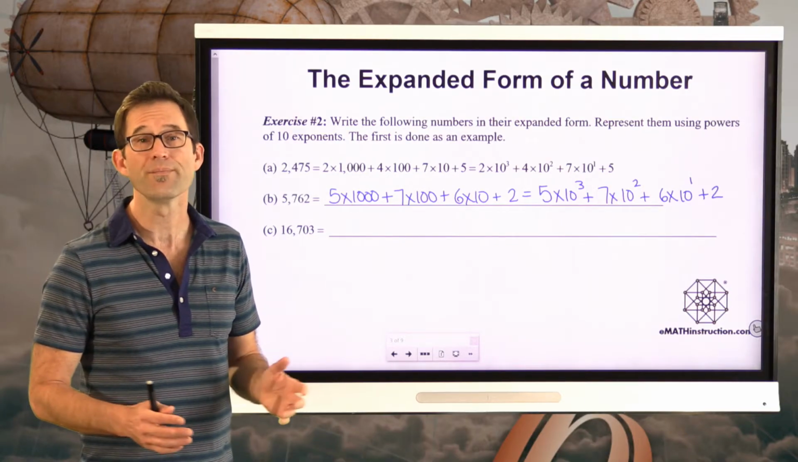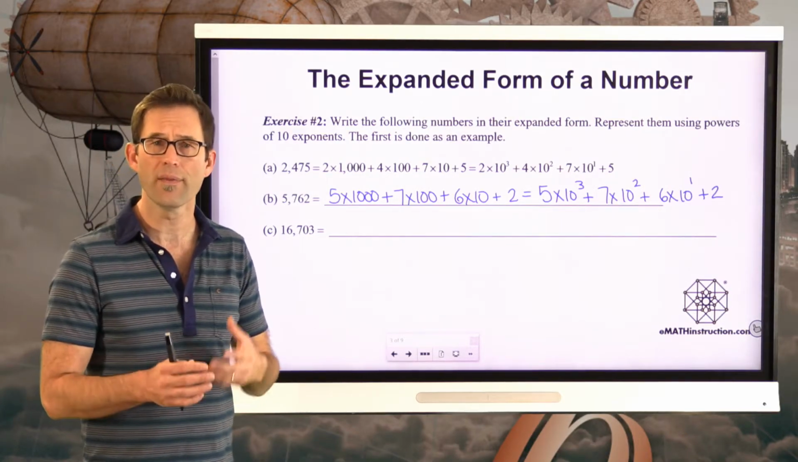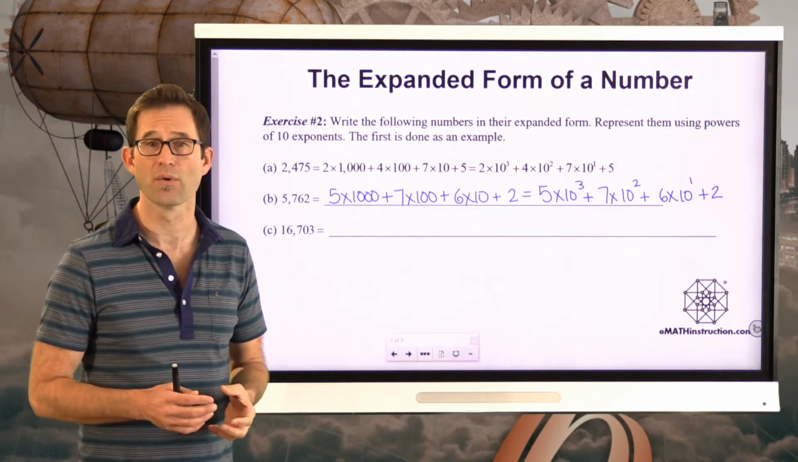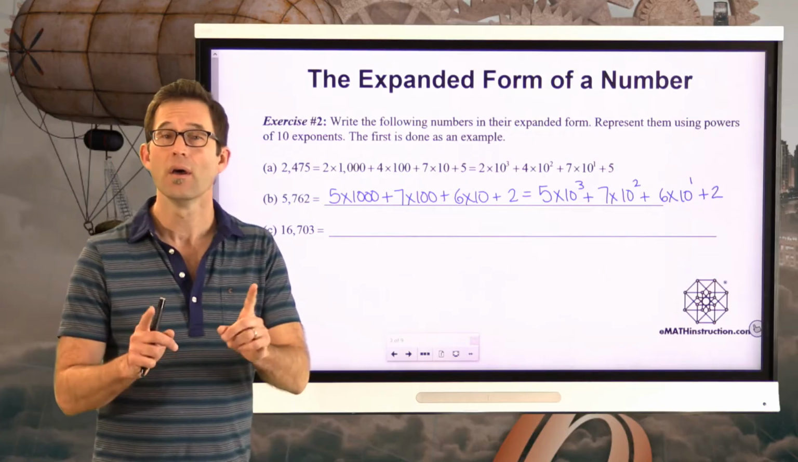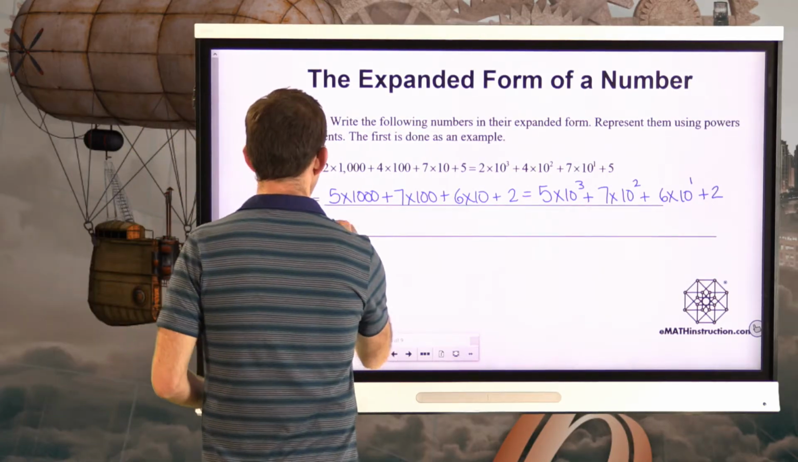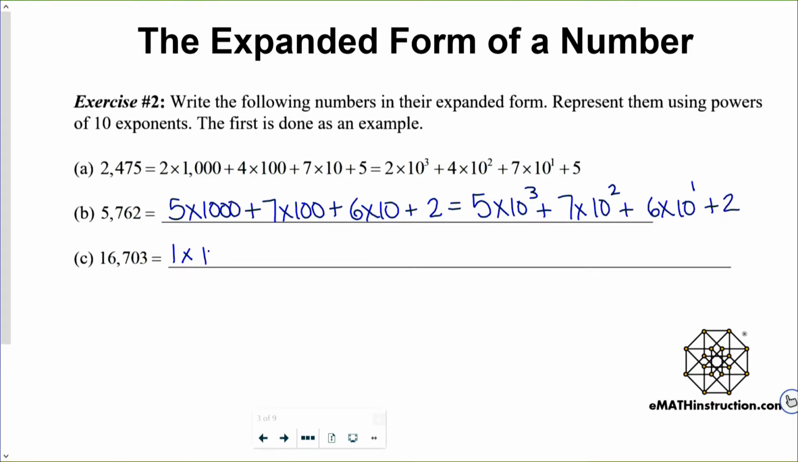All right. Well, there's the way we read the number, and then there's what we have in terms of powers of 10. So we definitely have 16 1,000s. But in terms of powers of 10, what we really have is 1 10,000, 6 1,000s, 7 100s. We have absolutely 0 10s. And then we have 3.